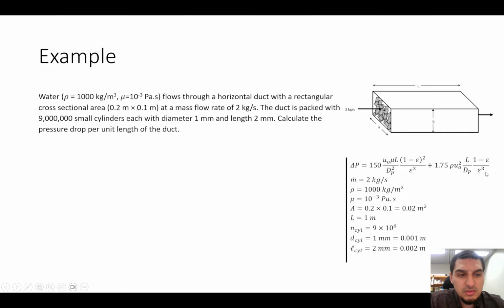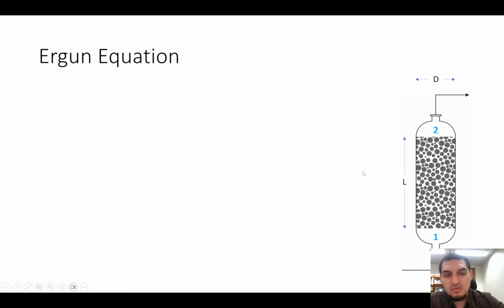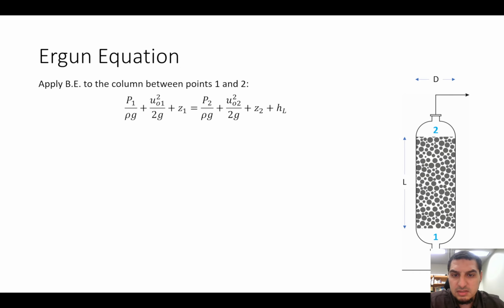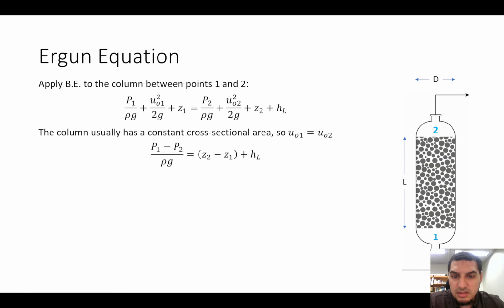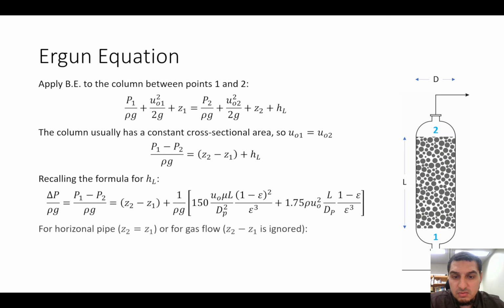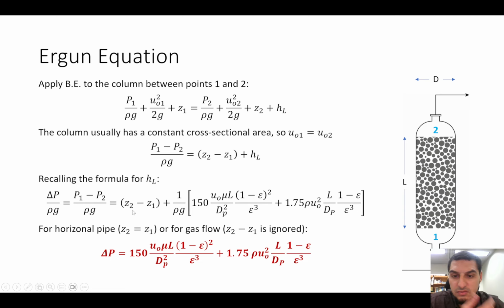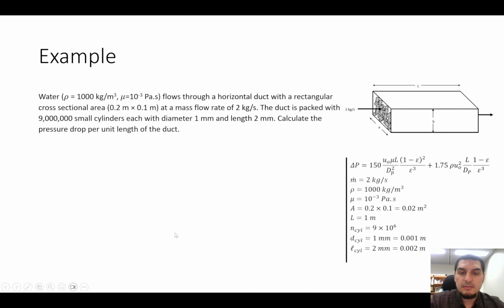Just one thing before we proceed. This equation is the one that we were discussing last time, if you remember. So this was the general form. And we said that if this term for delta Z, if it's a gas flow or a horizontal pipe, this term will be negligible. So that's why we used this case, because we have a horizontal duct in this problem. So the only thing we want to do now is to calculate the missing terms here.